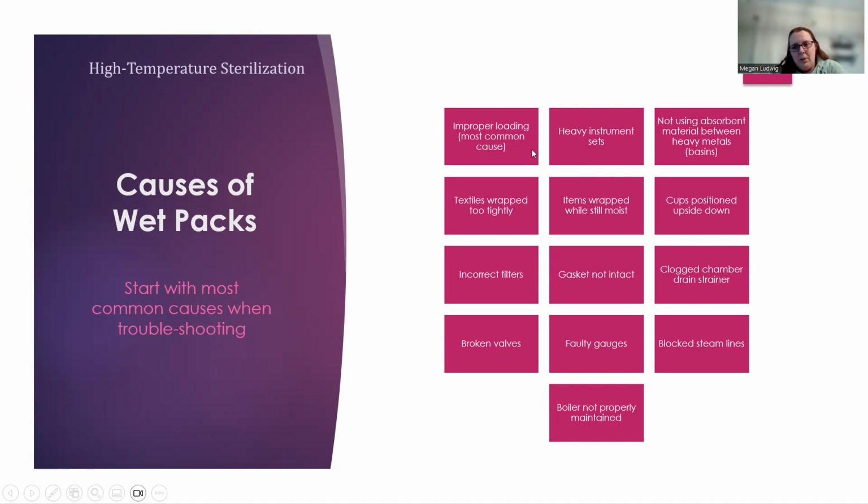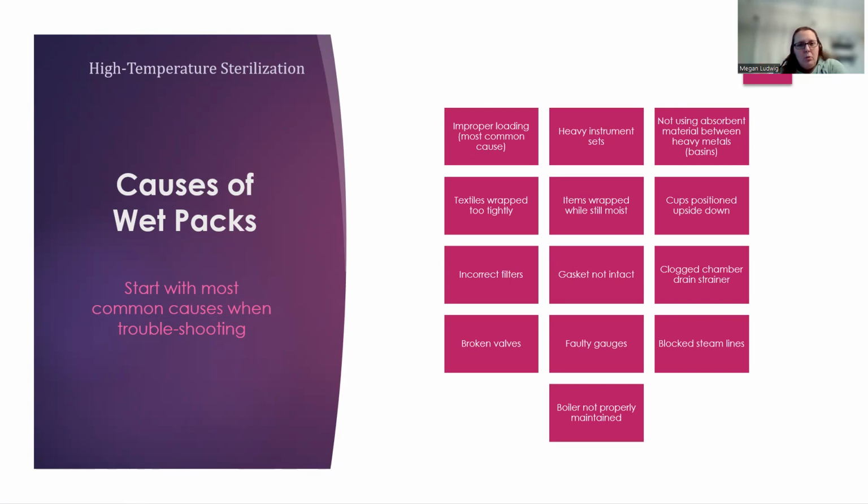Maybe instrument sets were too heavy. Maybe you didn't leave enough space between. You didn't use the right absorbent materials. Okay, so then you can start going down the list and being like, okay, maybe the gasket isn't working, or maybe the drain is clogged. If you're trying to troubleshoot, you're not going to automatically go to, well, that boiler isn't being maintained, let's call maintenance, okay? It doesn't go that way, right? You have to start with maybe the most likely cause, the simplest thing. Maybe you were just in a hurry or something.